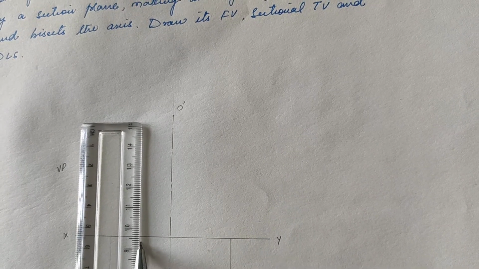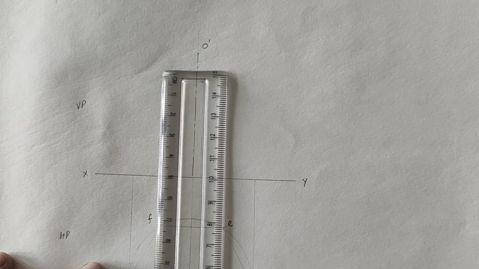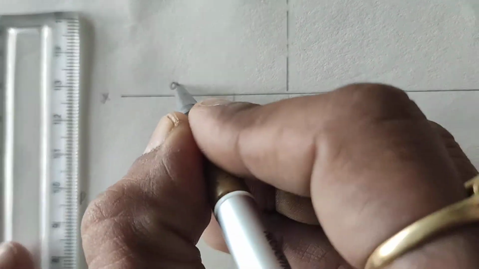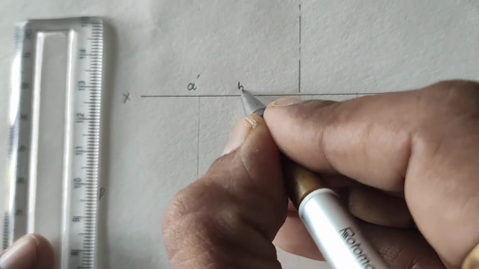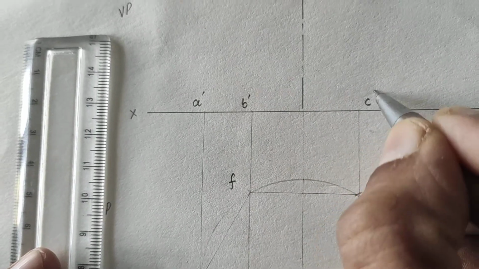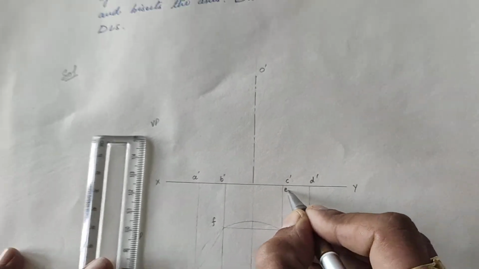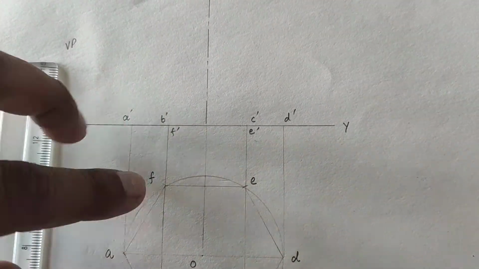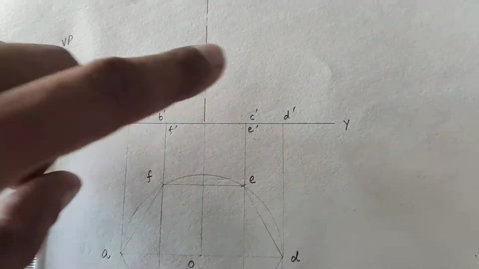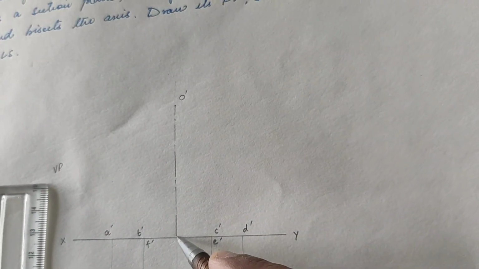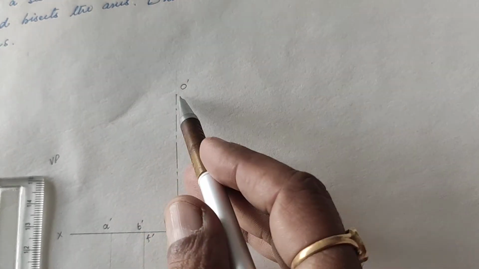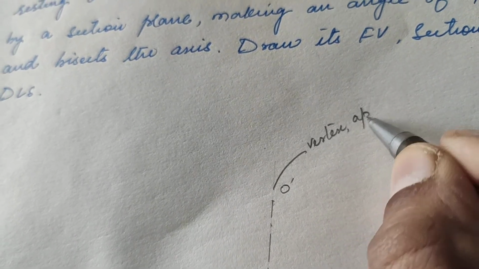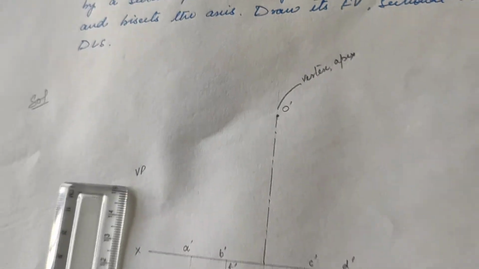So B and F lie on the same projector. In the same way, C and E lie on the same projector. So here we will get A dash, here we will get B dash, C dash, D dash, E dash and F dash. You can see A, B from here, F from here, C, E and D. Join all the points of the base with the apex or vertex. This point is the vertex or apex. So join all the points with O dash.